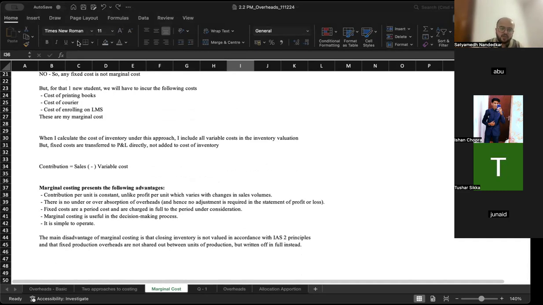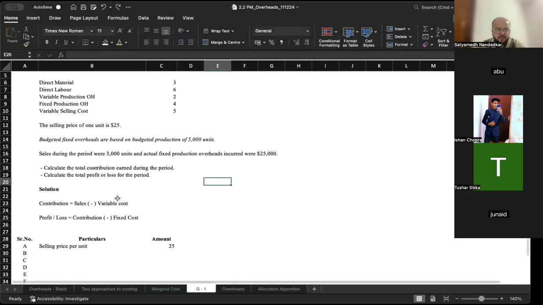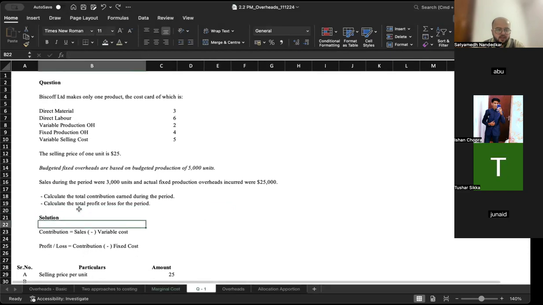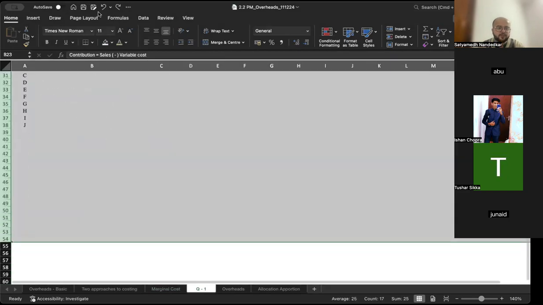What do you mean by under or over absorption of overheads? All of these points we are going to study later, not right now. Later as in maybe in the next class, or let's see if our understanding of concepts takes us to that level today only. Okay. Now, let's have a look at one question.